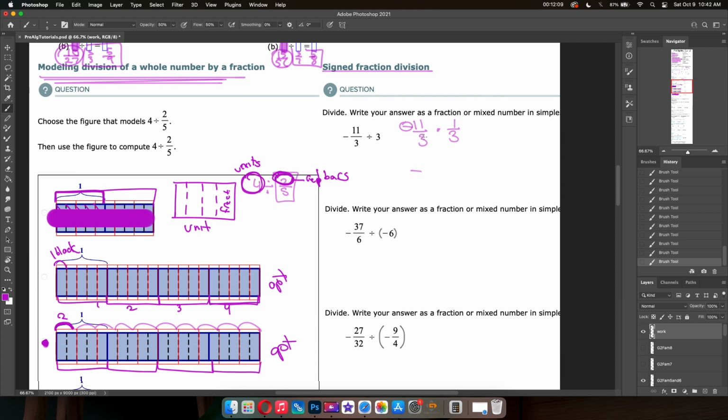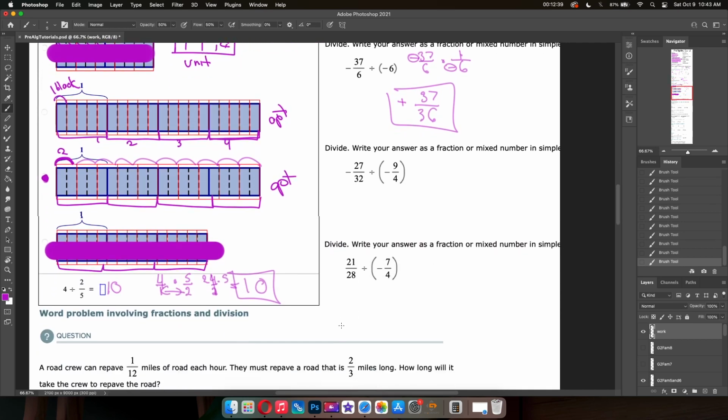Now let's do this as normal. Is there any bait and switch? No. So 11 times 1 is 11. 3 times 3 is 9. And there's our answer. So now we're going to keep 37/6. We're going to change. And then we're going to flip. Double negative is a positive. There's no bait and switch to be had here. So 37 times 1 is 37. 6 times 6 is 36. And there's our answer.